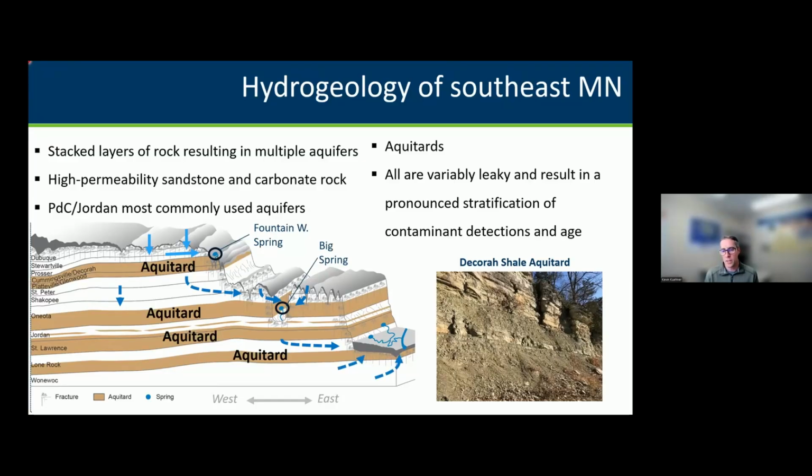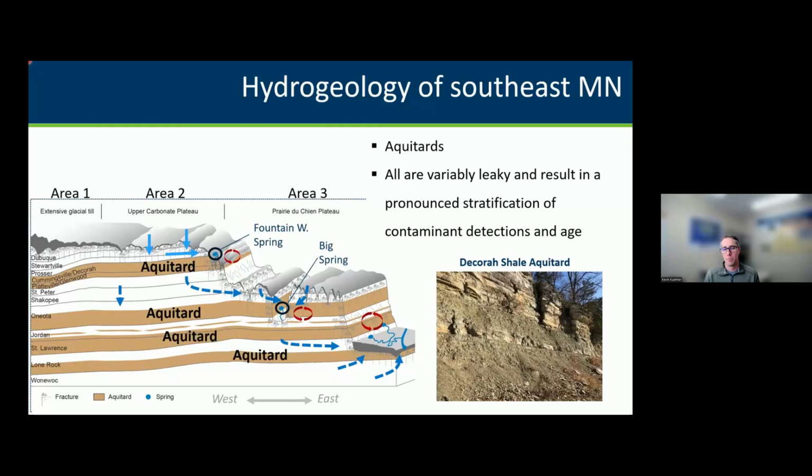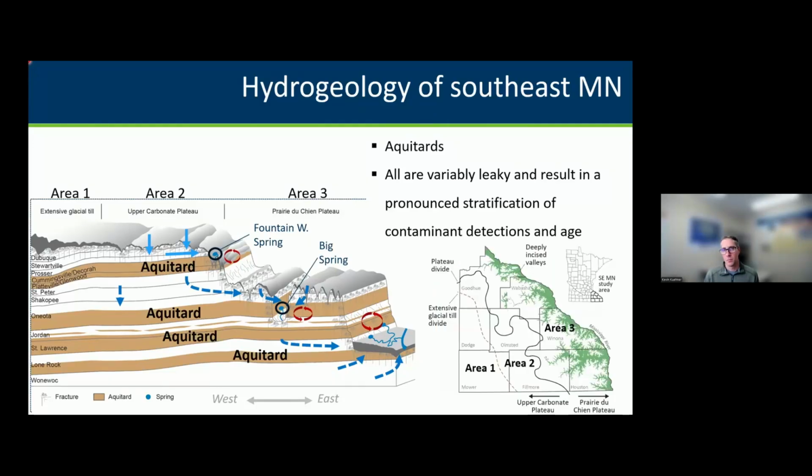We also know that as we get deeper down into these different geological layers, that water is under pressure, and we can actually have kind of an artesian effect, where water moves upward. In all these locations, we can get mixing, which makes it even more confounding and more complicated. But ultimately, this also changes across the landscape from west to east.